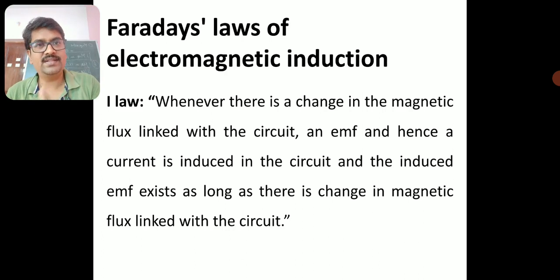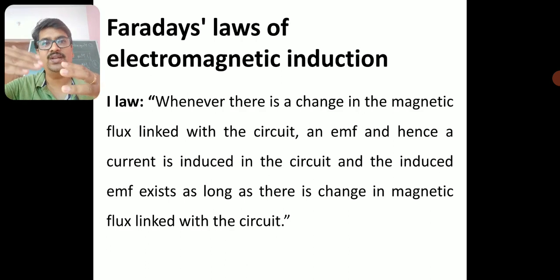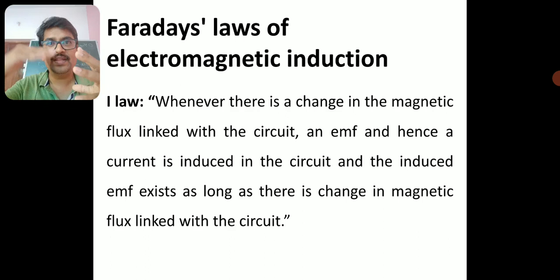The experiment results clearly say this themselves. When there is a change in the magnetic flux linked with the coil, then an EMF is induced in the coil. The induced EMF exists as long as the flux linked with the coil changes. When the change in the flux stops, when the change in the flux ceases, then the current will not be induced in the coil. The induced current will stop and you cannot have any current in the coil.